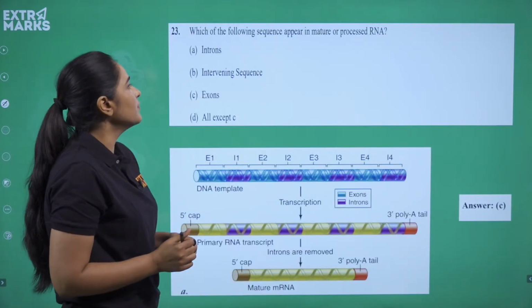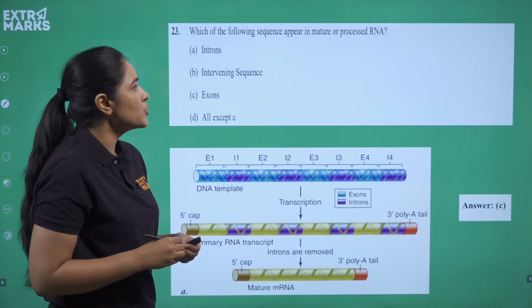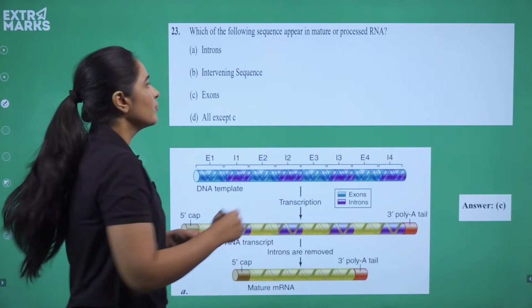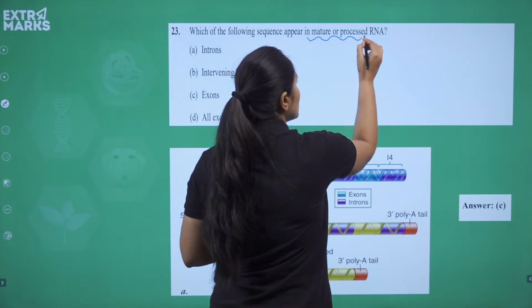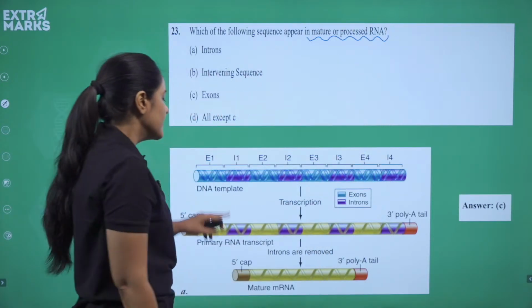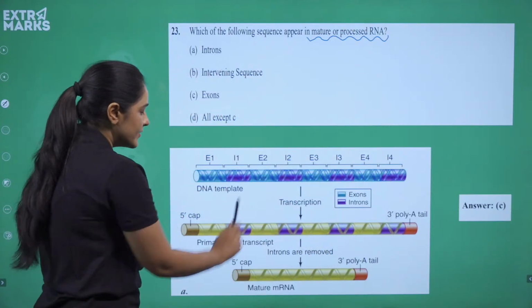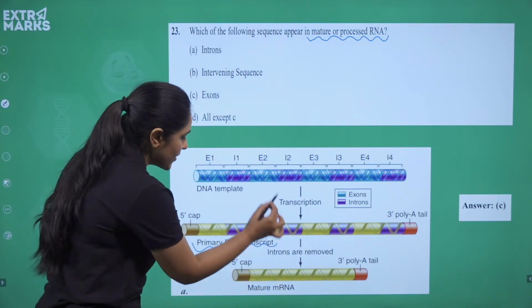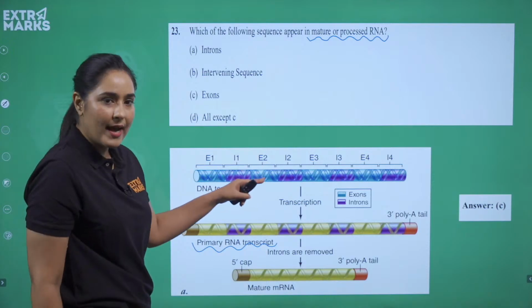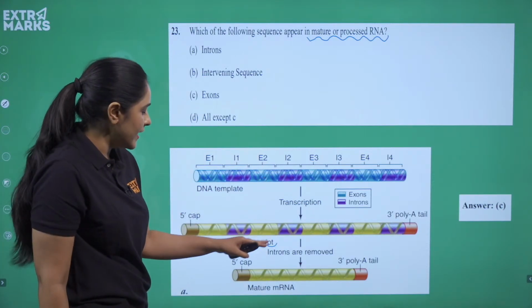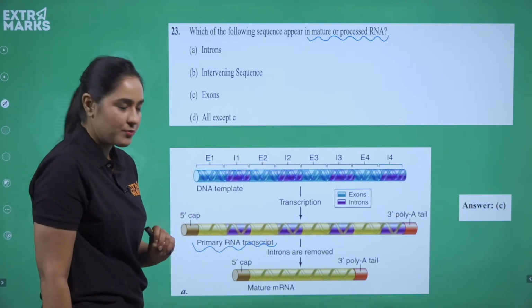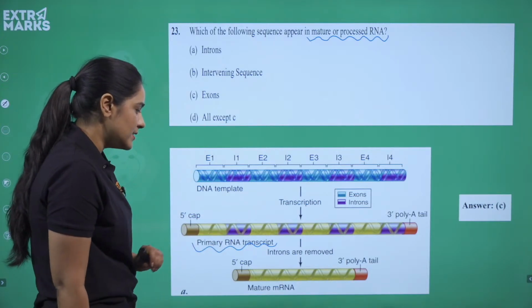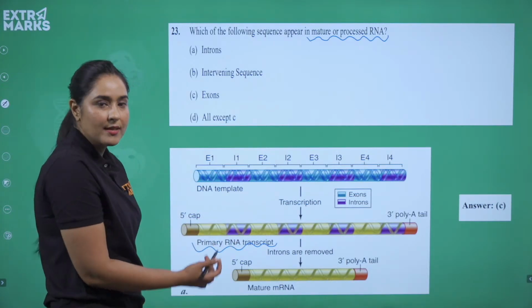Another question, which of the following sequence appear in mature or processed RNA? We are here talking about mature or processed RNA. See here students, after the transcription, what are we having here? Primary RNA transcript. We are having the transcription and we are getting the primary RNA transcript. Now what is the difference in it? We are having the exons plus introns.